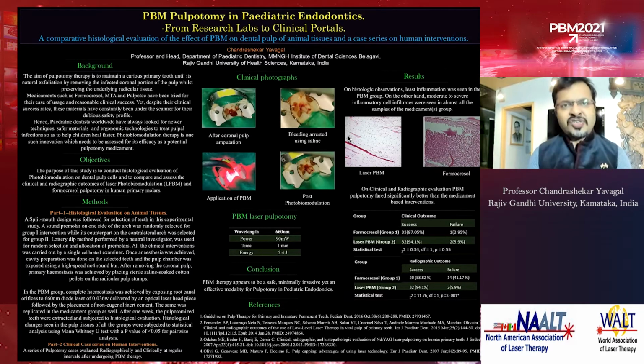So how did we plan this trial? This trial, as you can see on the left hand side of the poster, was divided into 3 phases. We did the first histological evaluation as an animal trial. Then, based on the encouraging results that we got, we did a human clinical trial and also followed up by a radiographic evaluation of those human pulpotomies done on children.